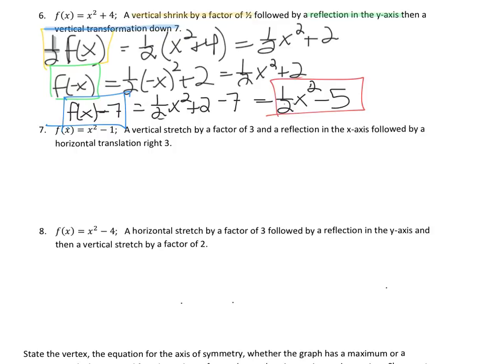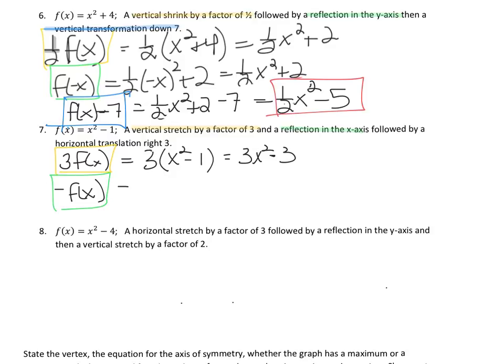Number 7, vertical stretch by a factor of 3 on x squared minus 1. So we have 3 f of x as our function notation. And that is 3 times the whole function, x squared minus 1, which is 3x squared minus 3. The next thing, reflection in the x-axis. So that's going to be negative f of x, which means negative (3x squared minus 3). So that becomes negative 3x squared plus 3.